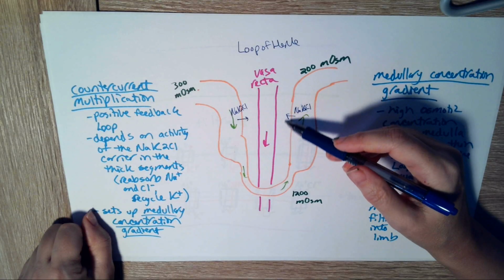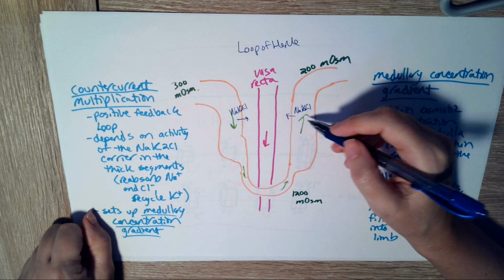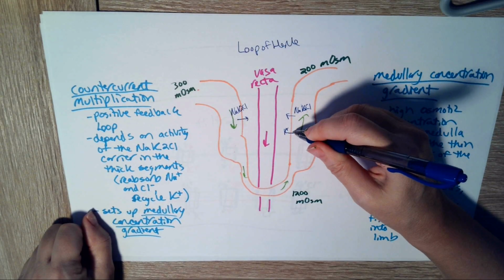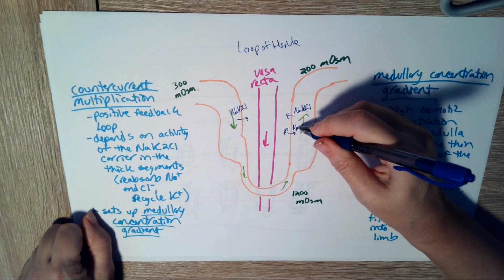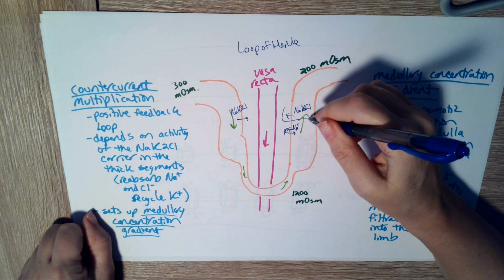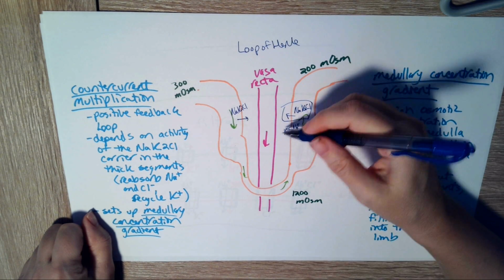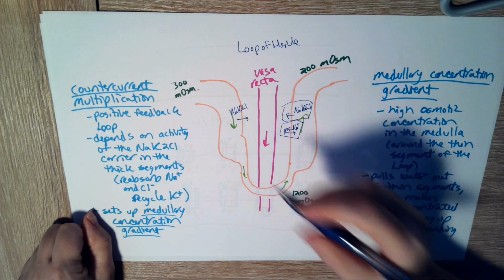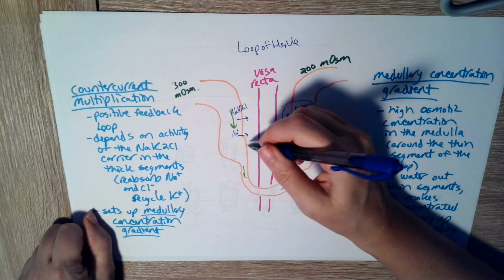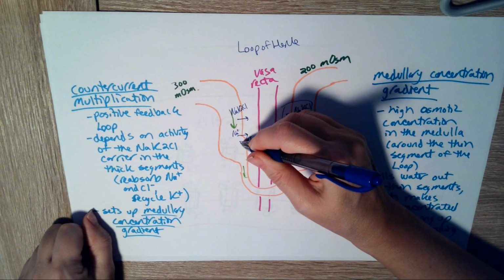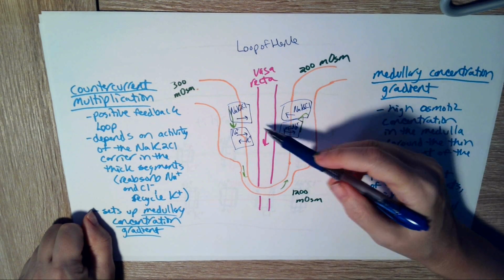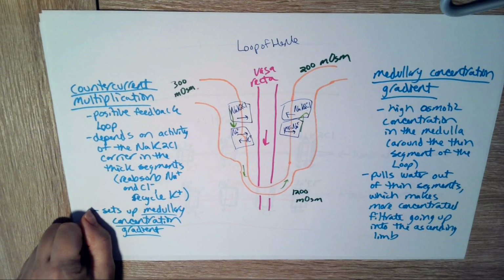The NaK2Cl carrier is a co-transport mechanism where we take sodium, potassium, and 2 chlorines out of the filtrate into the peritubular fluid. Now, potassium recycling. We're going to take potassium and put it back into the filtrate, and we do that as a counter transport mechanism with sodium. So here's a co-transport mechanism, here's a counter transport mechanism, and this will be happening over here too. Sodium goes into the peritubular fluid, potassium goes back into the filtrate. Same thing happening on both sides of the thick segments.